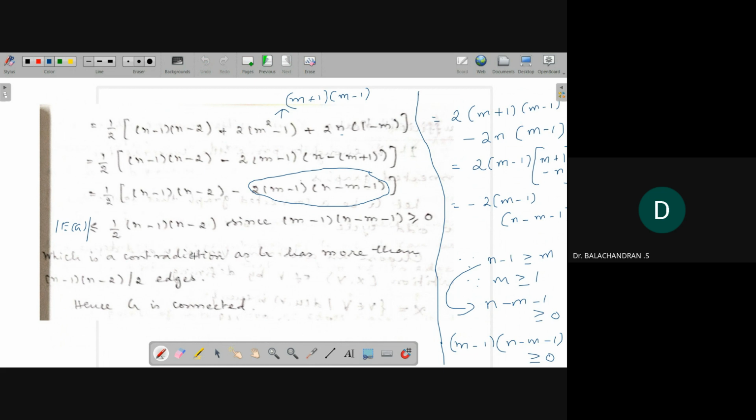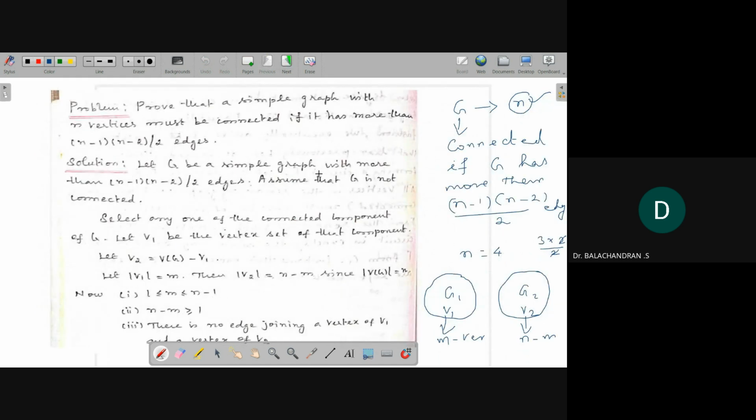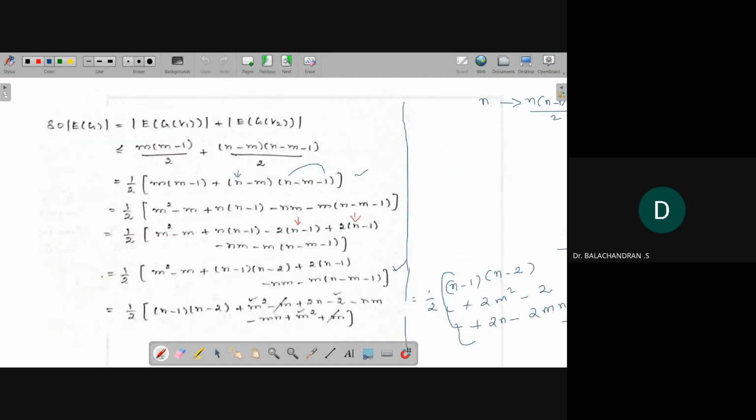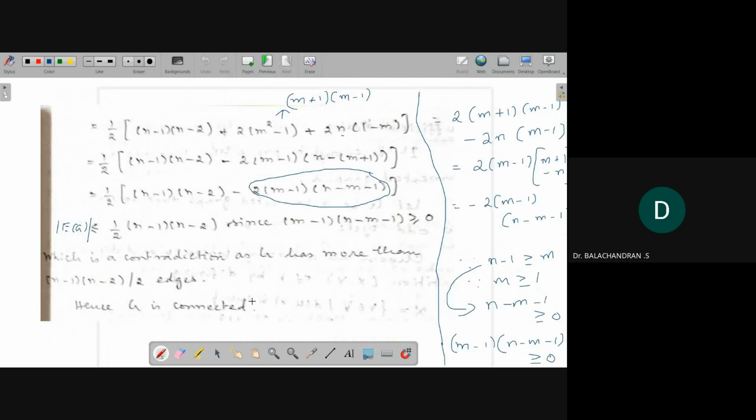So this is a contradiction, as G has more than n minus 1 into n minus 2 by 2 edges. Why did we get this contradiction? Because we assumed G is not connected. So therefore G should be connected. That's all. The problem is over.